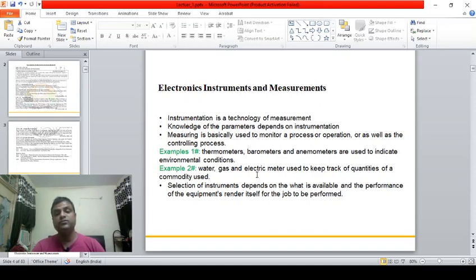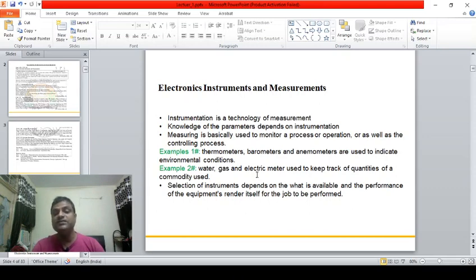They are used to define how much water we have used, how much gas we have used, or how much electricity we have consumed. It means these meters are used to keep track of the quantity of a commodity, because water, gas, and electricity are commodities that we use.